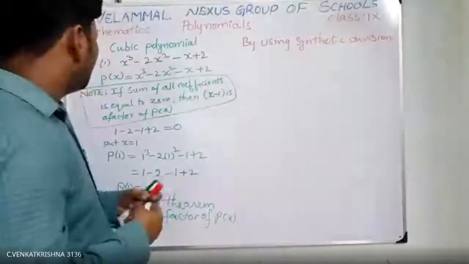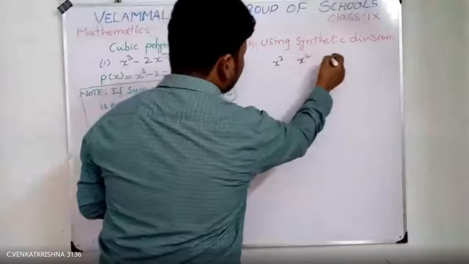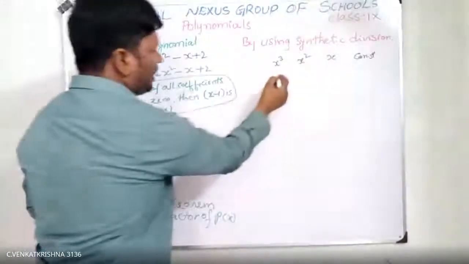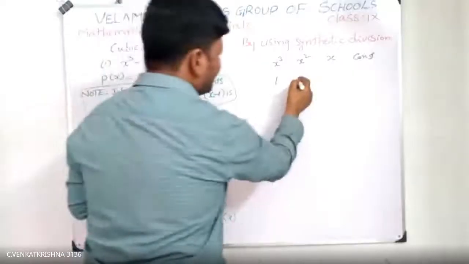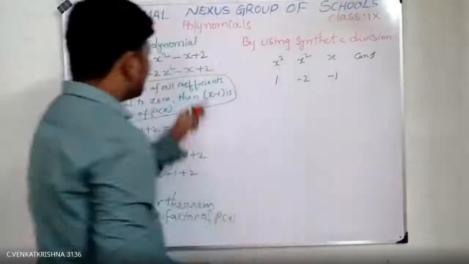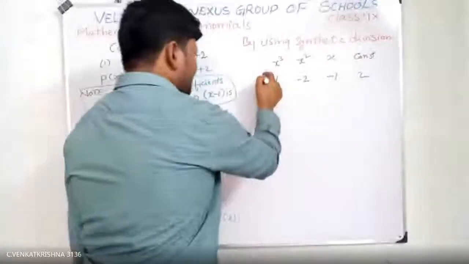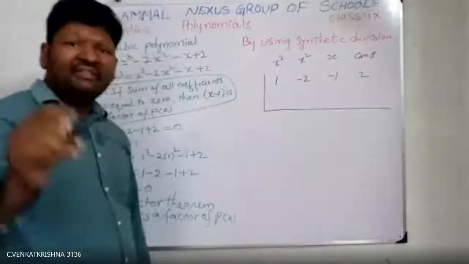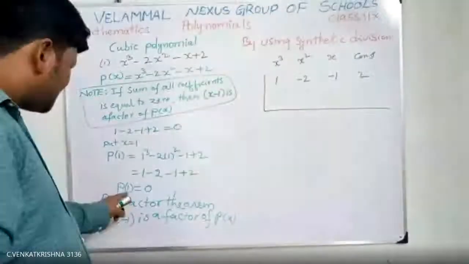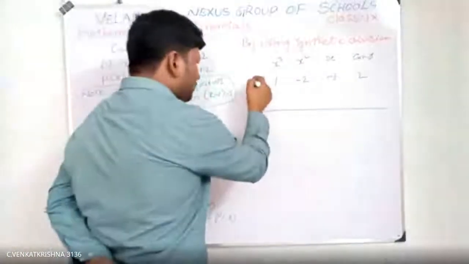Now I will write the x cube coefficient, the x square coefficient, the x coefficient and the constant. The x cube coefficient is 1, the x square coefficient is minus 2, the x coefficient is minus 1, and the constant is 2. I wrote them. Then what is the next step? When we substituted x as 1, we got the value of the polynomial as 0. So we need to take 1 here.